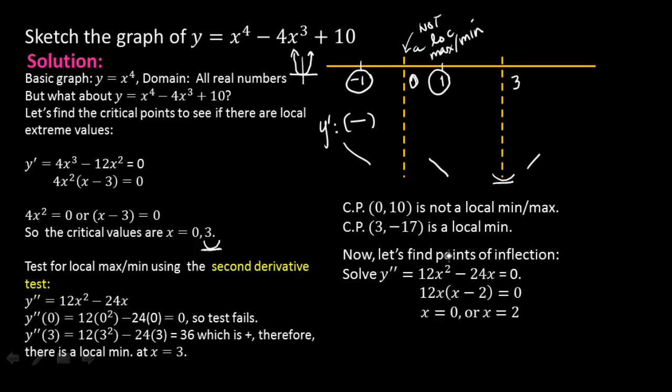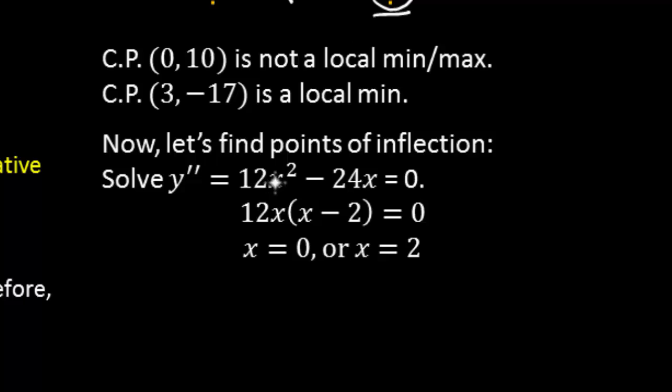Now let's find the points of inflection. And what do we do with points of inflection? We set the second derivative to 0. So when you take the second derivative to 0, 12x is a common factor, so pull it out. So we have 12x times x minus 2. So when we set each factor to 0, we see that x equal to 0 and x equal to 2 are possible points of inflection.